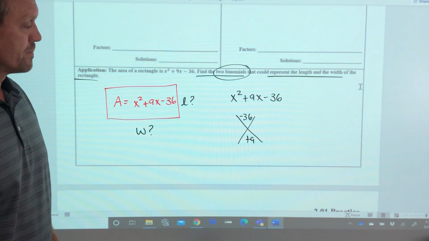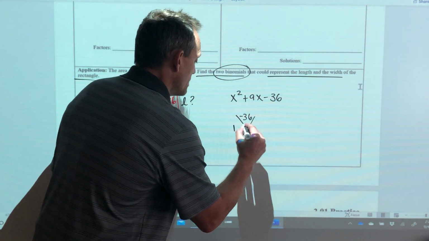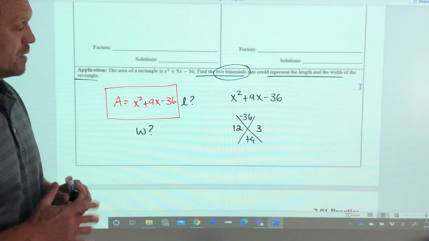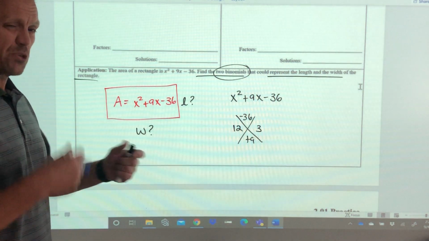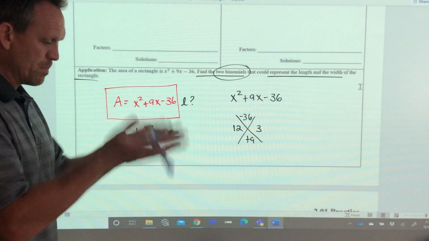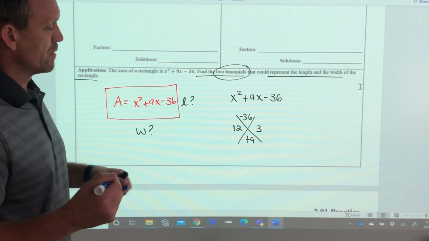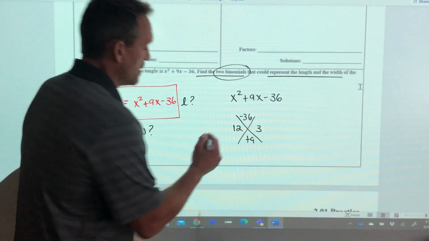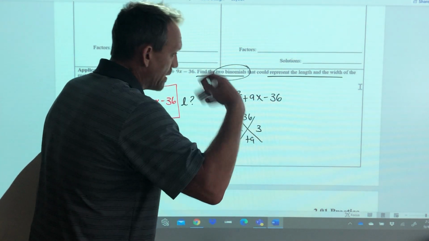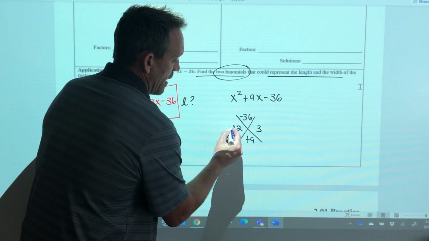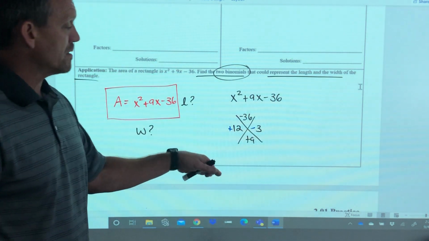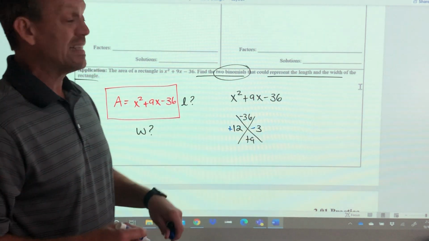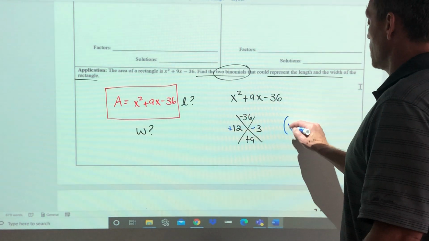B and C, two factors. 12 and 3. Some form of 12 and 3 is going to give me 9. That's what you always got to look for. How could those two combine in some way to give me that B? Okay, I don't want to put 36 and 1, and I want 9 and 4. Well, that's not going to give me 9. Some of these things you got to get to. 9 is positive, so that's positive, that's negative. So positive 12 times negative 3, negative 36. Positive 12 minus 3, 9. Plug and chug.